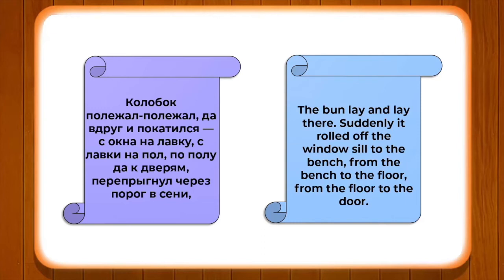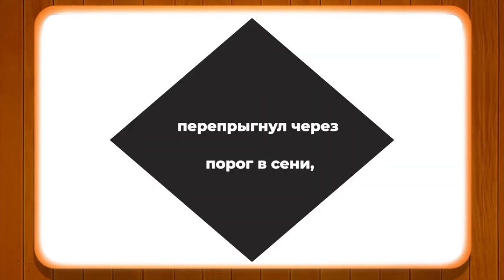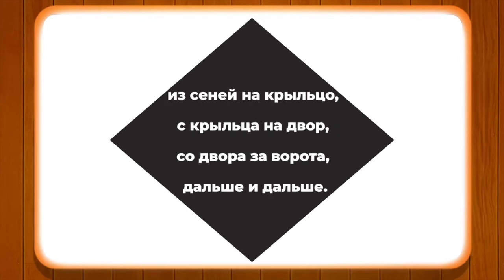Next we have in this sentence is pere prignul cheris parok sieni. That means it then crossed the door or the gate. Is sieni na krilso, skrilsa na dvor, s dvora Zavarota, dalshe и дальше. So then it rolled over the threshold. That means the area where the house just ends, and then it rolled over the threshold, the krilso, and from the krilso na dvor.